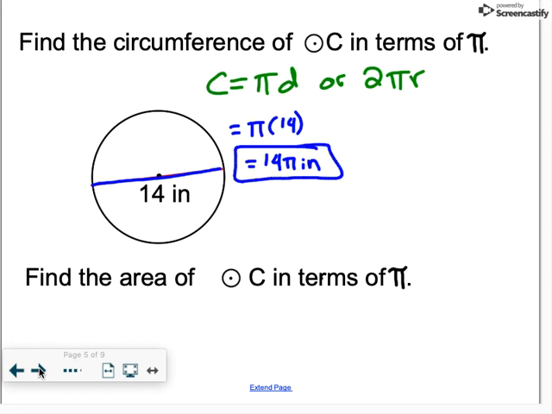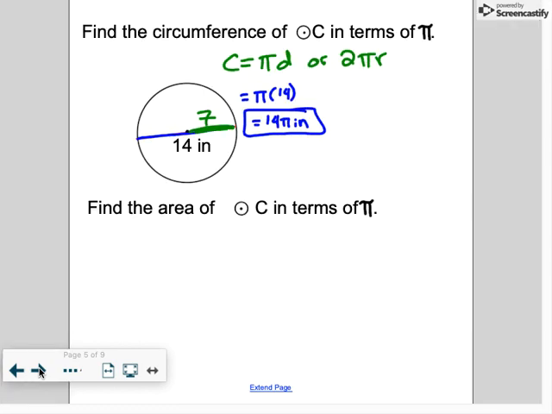Now, if we wanted to do the same problem but with the radius, we have to know how we find the radius. Well, the radius is just half of whatever the diameter is. So that's 7, and we can plug that into our equation. If you're already given the diameter, no need to work backwards there on that one.